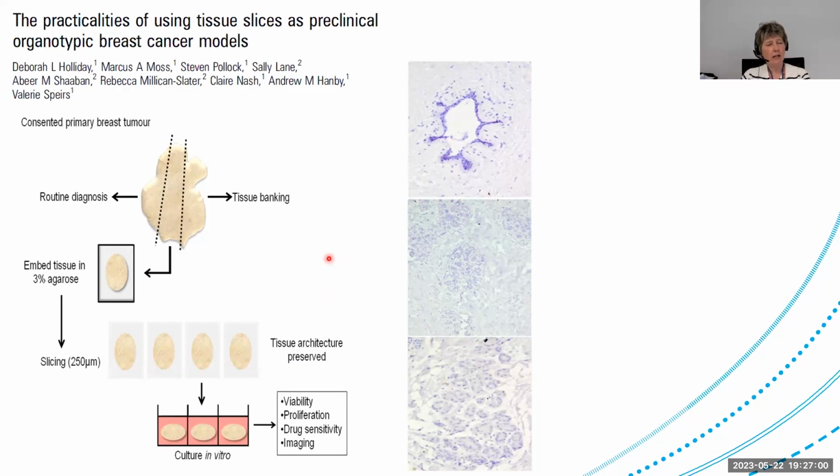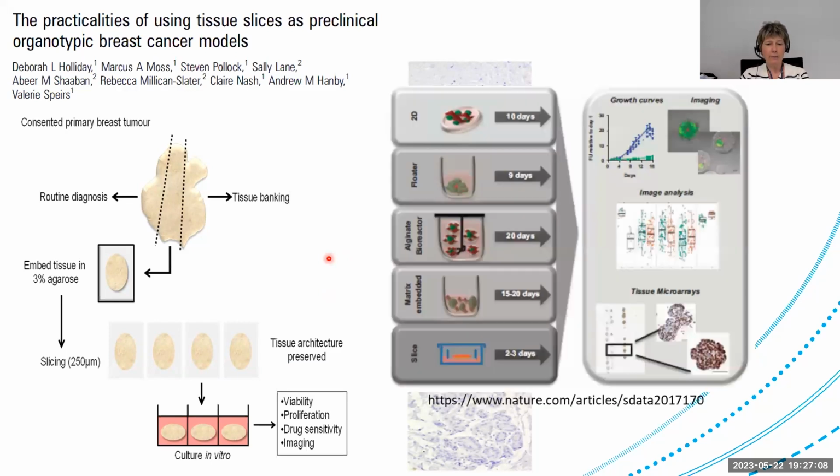And shortly after this, there was some work done by a European consortium, and they were looking to really push the tissue slice models. And their data was published in Scientific Reports, I believe it was. And they were able to do a whole host of different studies using the tissue slice models in 2D, as floating models, as matrix embedded models, as slices, and also in bioreactors. And they were able to show that the tissue slice models actually were quite good at predicting how a patient might respond to treatments.